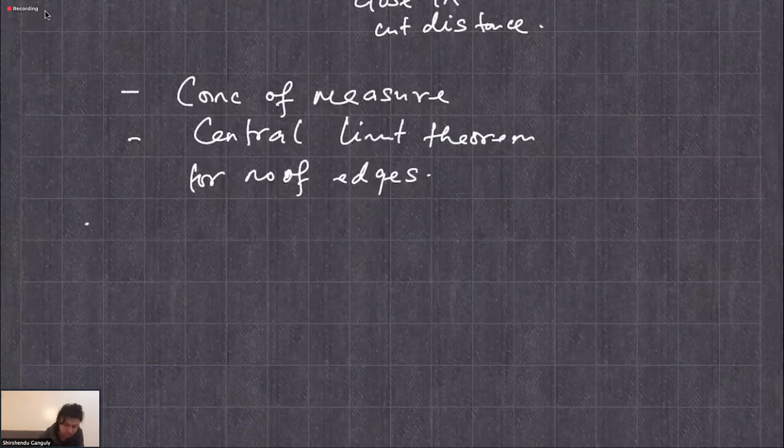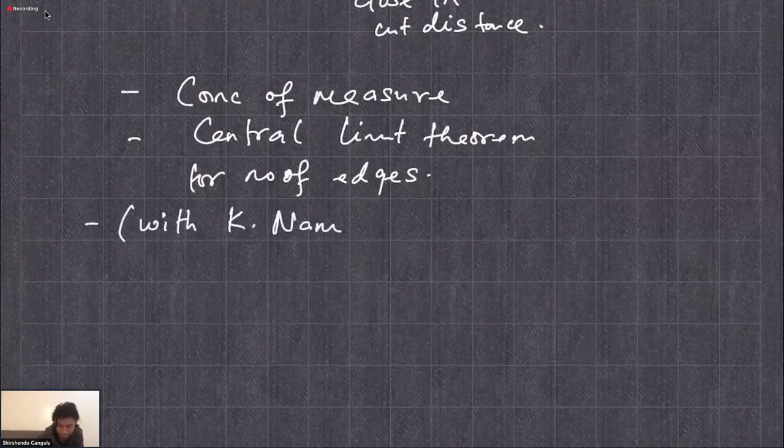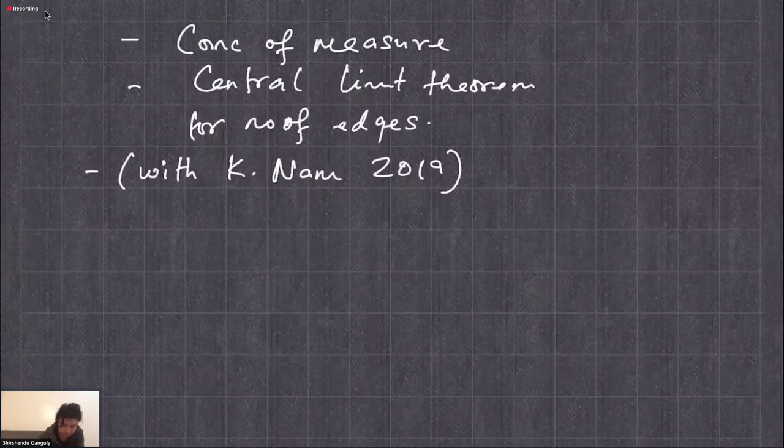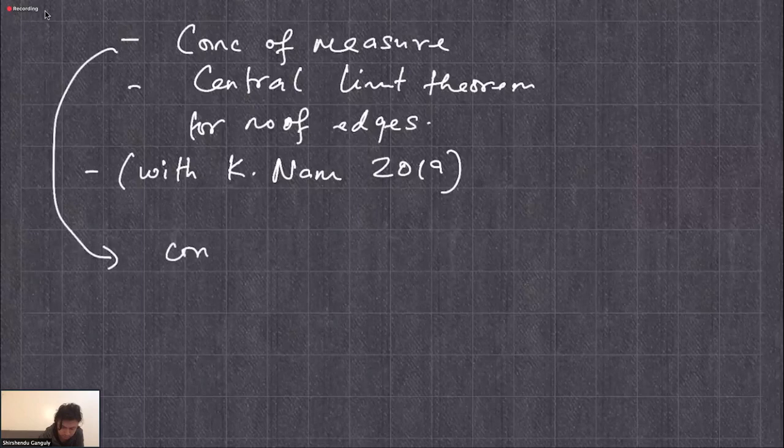So in recent work with a student at Berkeley who's now starting a postdoc at UCLA, Kyeongsik Nam, we showed concentration of measure, actually Gaussian concentration of measure. I'll not make precise statements because I don't have the time.